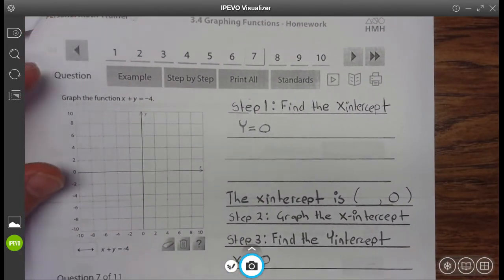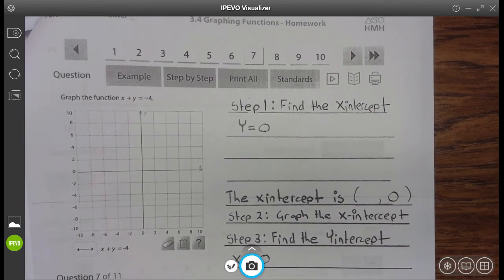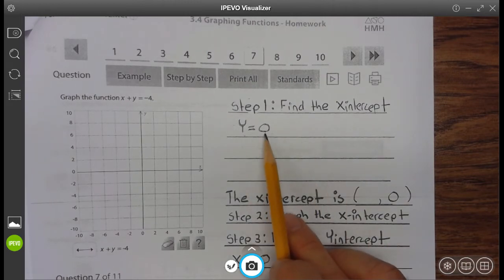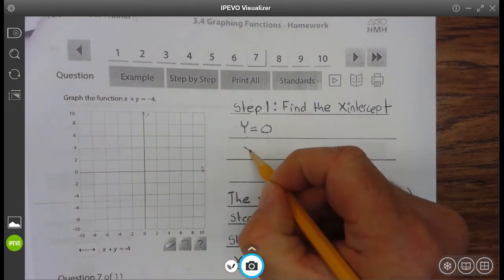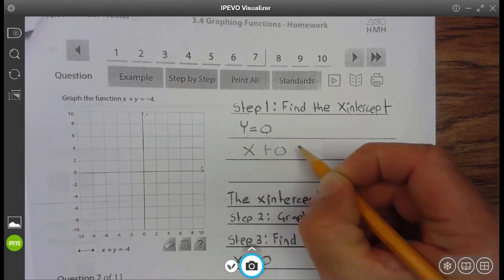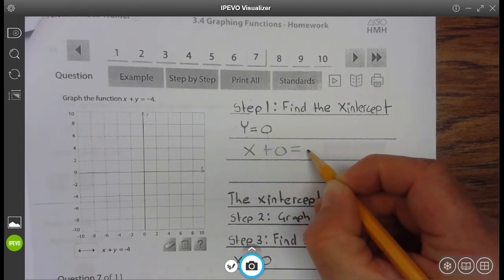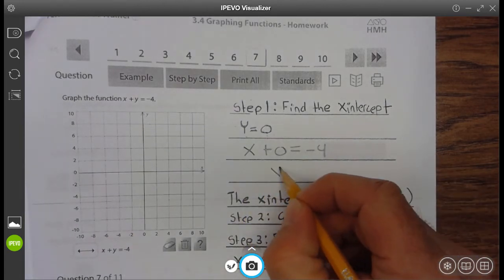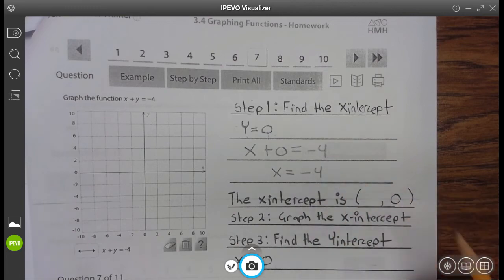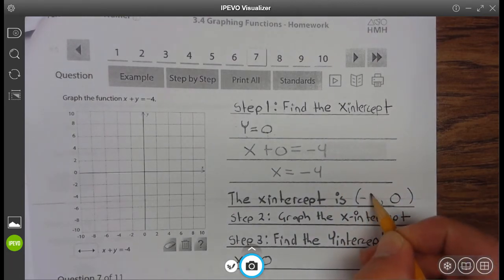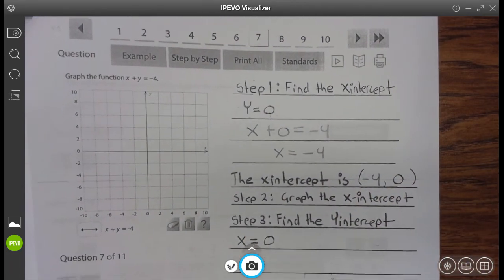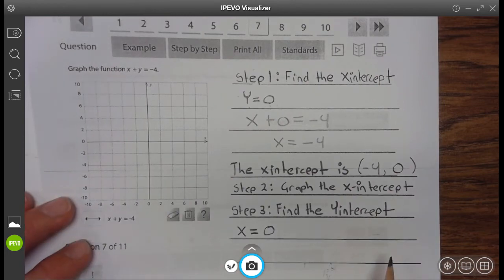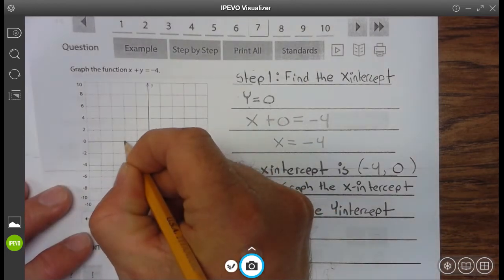All right, example 7. Graph the function x plus y equals -4. Step 1, find the x-intercept, which is when y equals 0. So we're going to plug 0 into the function. That's x plus 0 equals -4. Well, x plus 0 is just x, so x equals -4. So the x-intercept is -4, 0. Now we're going to graph the x-intercept, -4, 0.